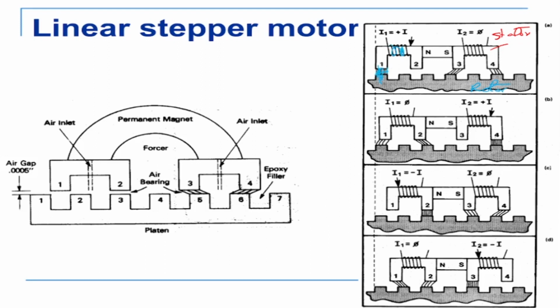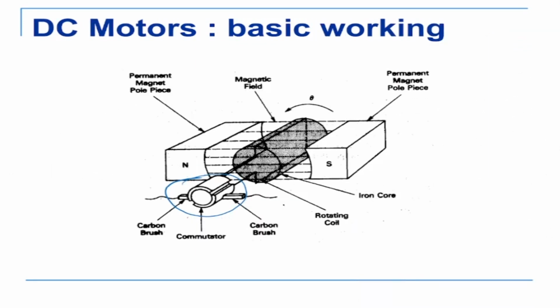Okay, then I activate number 4, so this teeth will be pulled there. Then I activate number 2, so what will happen, this teeth will be pulled there, and then I activate number 3, this teeth will be pulled there. So what has happened is that this fellow has moved in this direction. Okay, and it's the linear stepper motor, so this is moving in this direction slowly, one step at a time. Principle of operation is exactly the same. So if I reverse the sequence, what will happen is it will again go in the other direction.